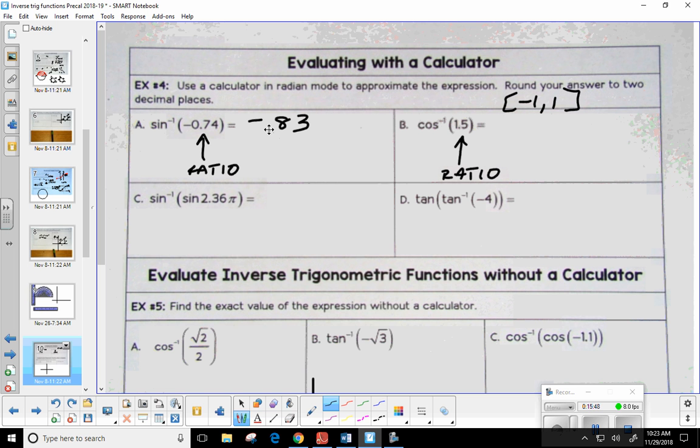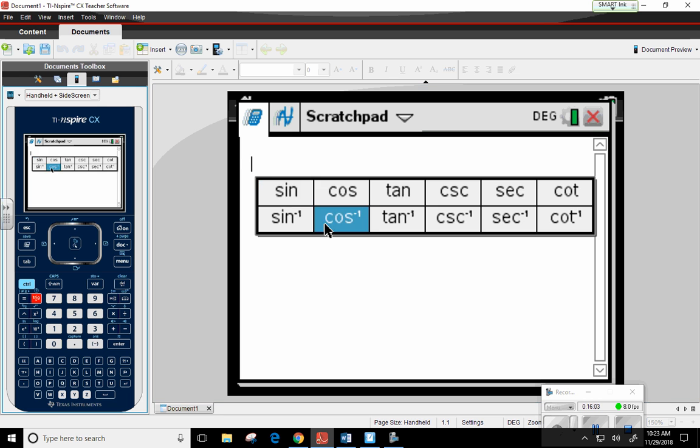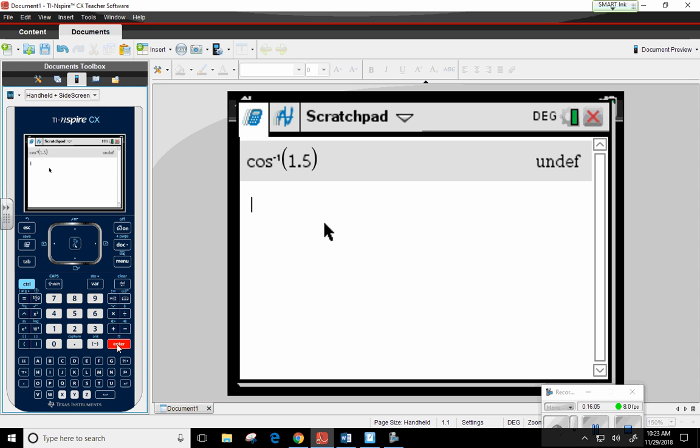Okay. So seeing that 1.5 does not belong to the interval is telling me already I shouldn't be able to get an answer from that. But let's say you didn't remember the interval and you just tried to go ahead and plug it in the calculator. Whether it's degrees or radians, if I say cosine inverse of 1.5, you're still going to run into that problem. The calculator's going to say we can't do that. Okay. Is everybody okay with that?